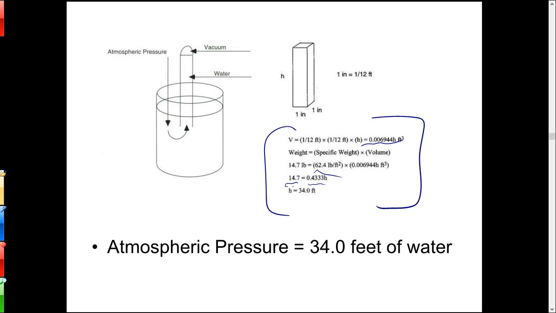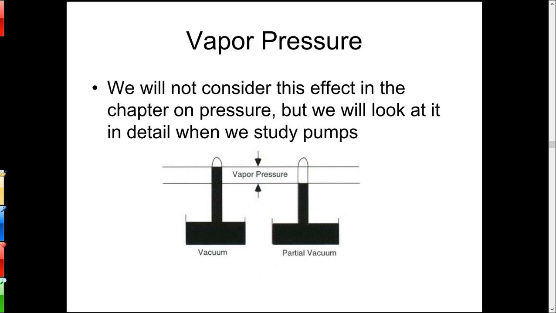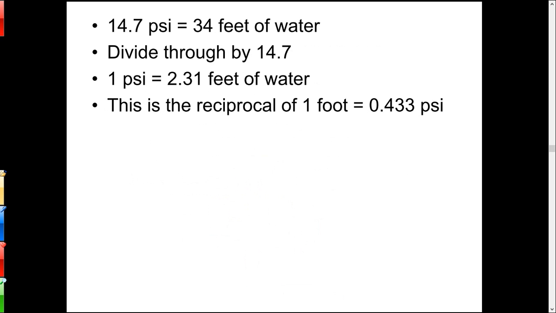So atmospheric pressure would hold water up in a tube, theoretically speaking, 34 feet. Now, I do need to mention that in reality, you wouldn't have a perfect vacuum up there. In a short time, you're going to have some water vapor pressure pushing that column down a little bit. But we'll deal with that later when we deal with pumps. We'll kind of ignore that for now.